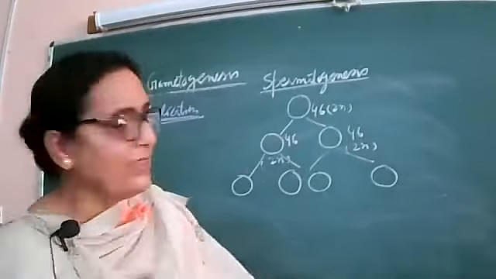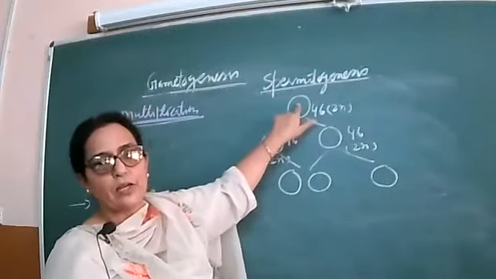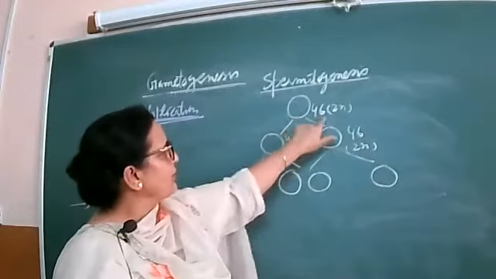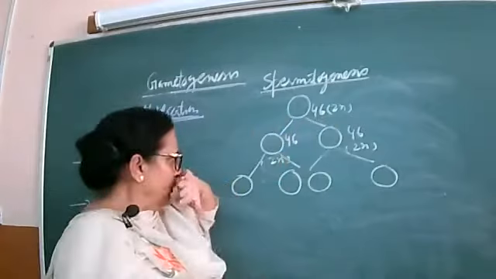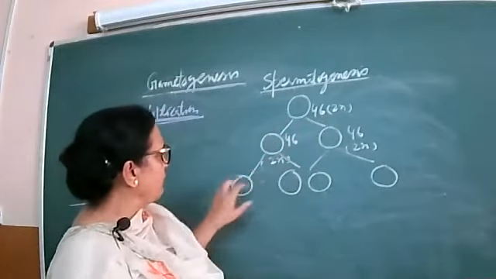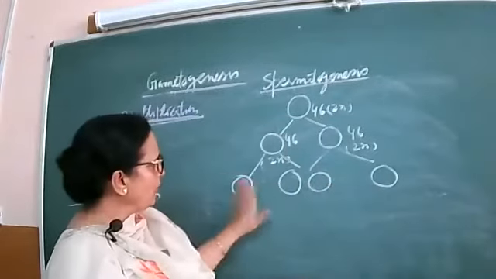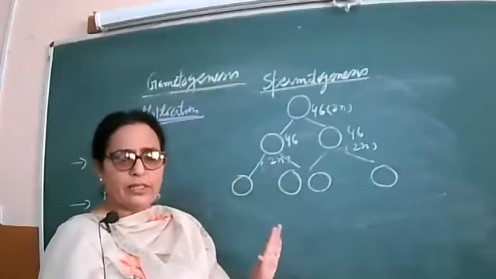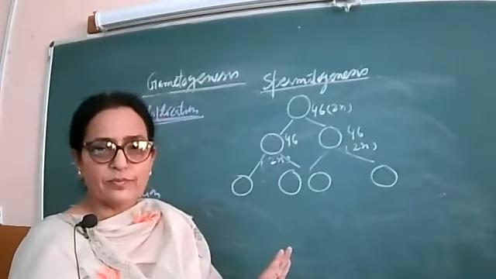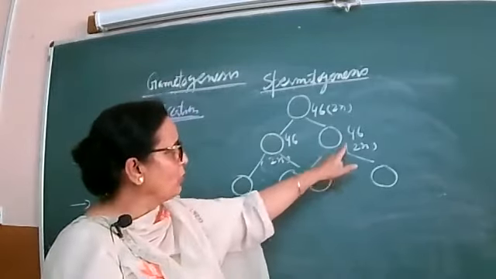Our question is that, starting from the one cell of the germinal epithelium, mitosis is taking place. From one cell, two cells are formed. Further from these two cells, a total of four cells are formed. What will be the number of chromosomes in these four cells, because mitotic divisions are taking place?